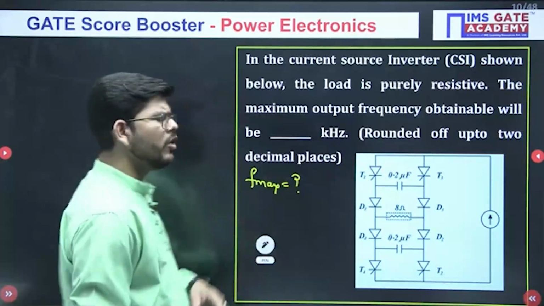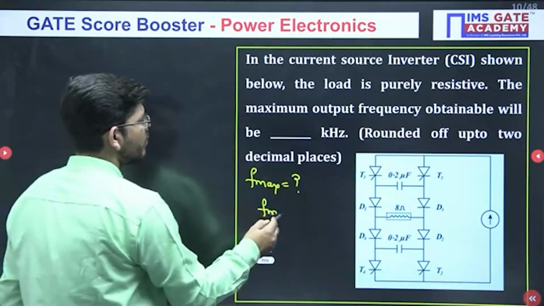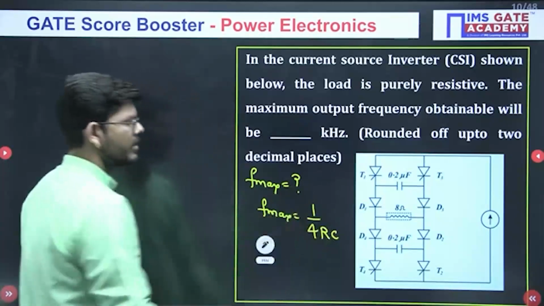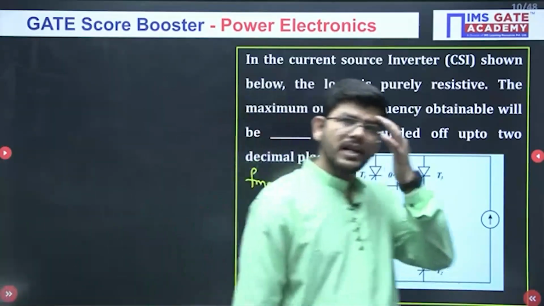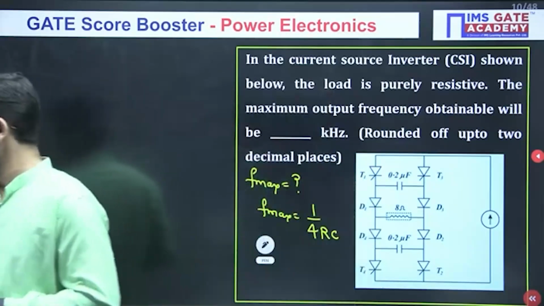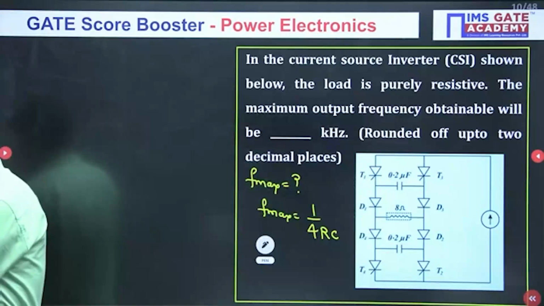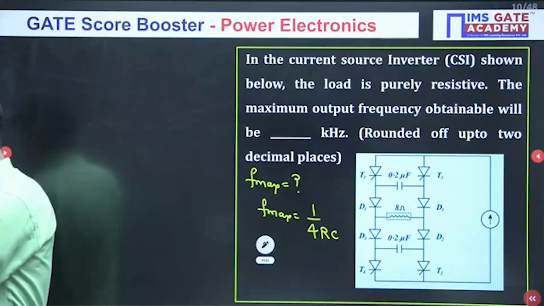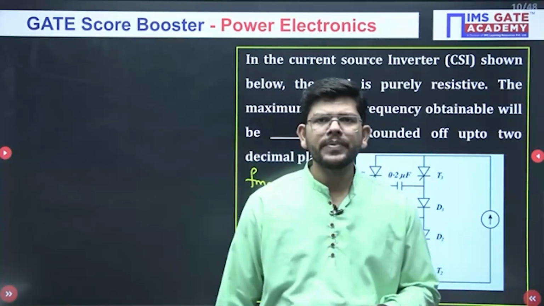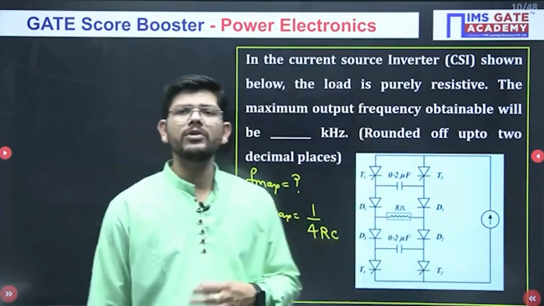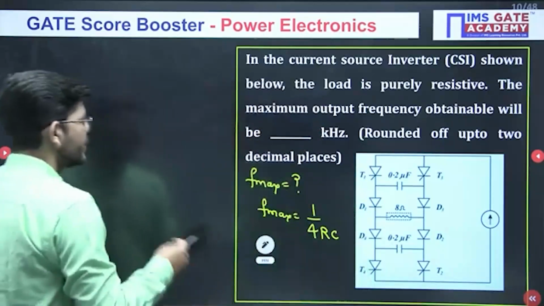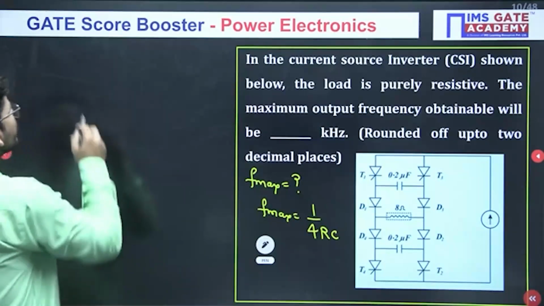Many of you are aware of this formula, that f max will be equal to 1 upon 4RC. But how we are approaching this formula, you should also know, because if the C value is the same, you can directly apply this formula. But if the C value is different, then you should think about it. So just see how you will make this formula approachable.